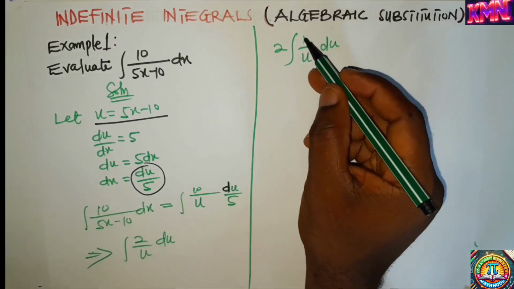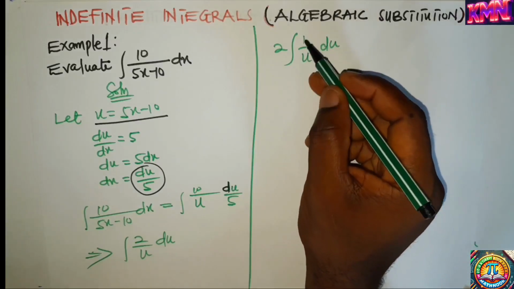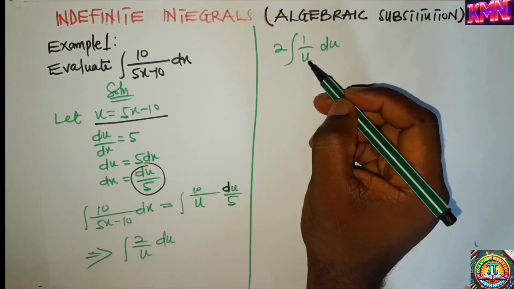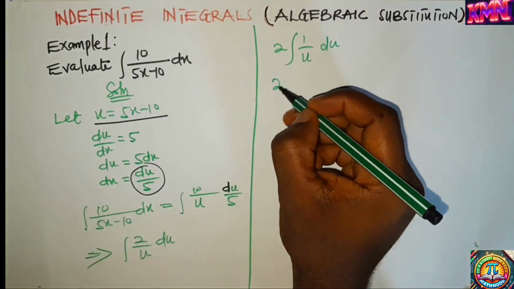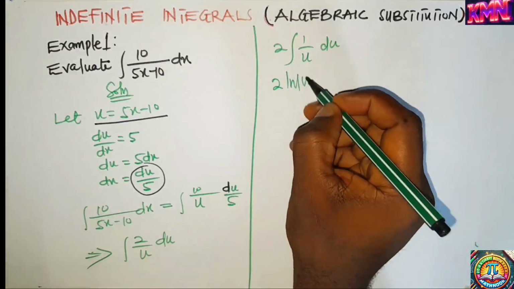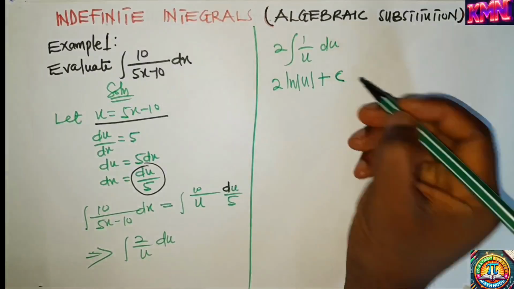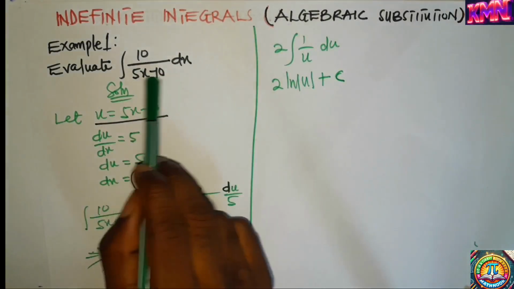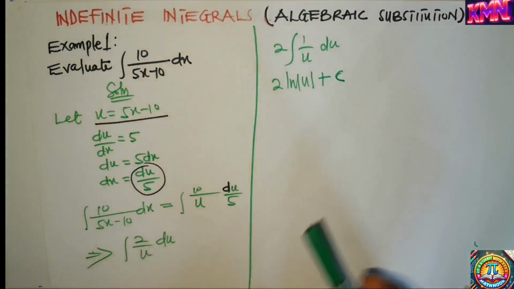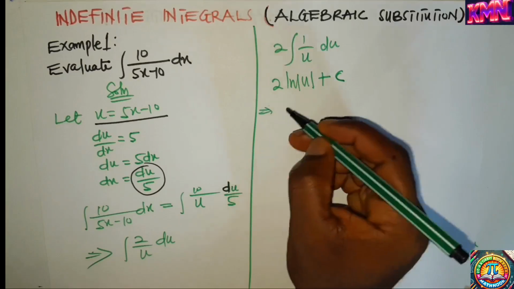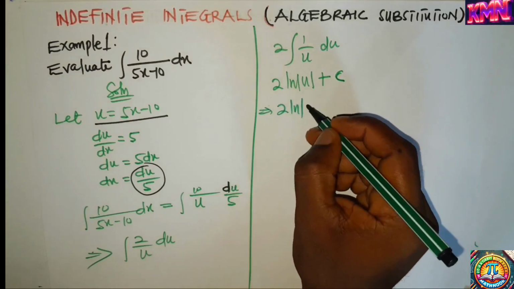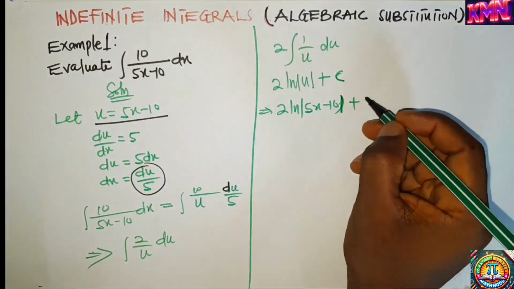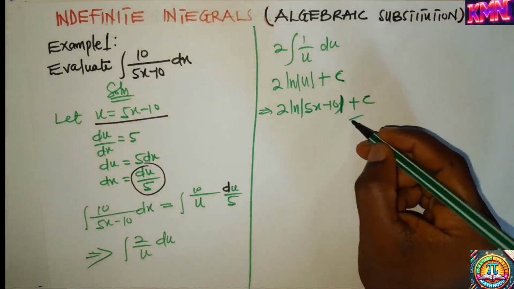We learned from our previous video that anytime we integrate 1 on a particular variable, you get ln of that variable. So here we are going to get 2 ln u, then our constant c. At this stage, we have to replace u with the original variable in the question to get our answer. In doing so, we get 2 ln of 5x minus 10 plus c, and this becomes our answer.